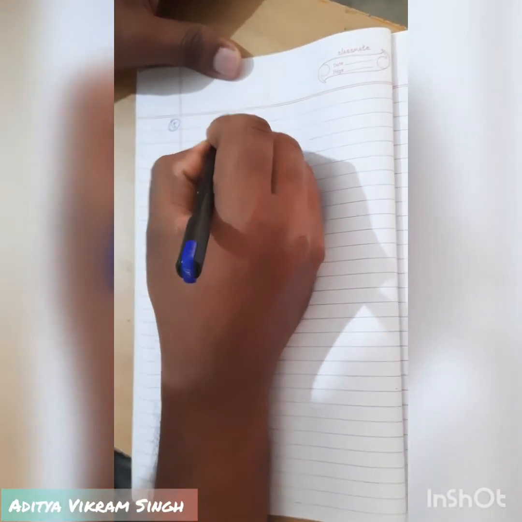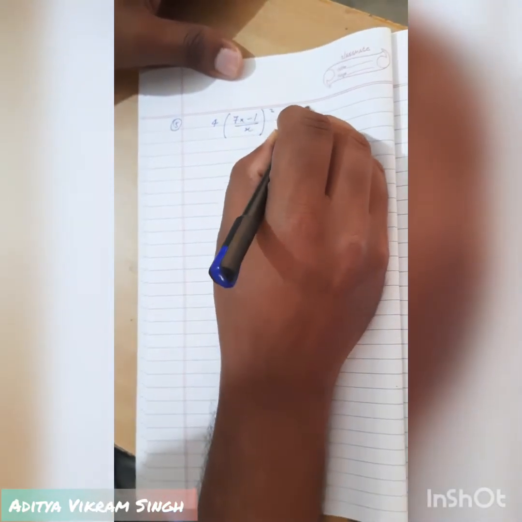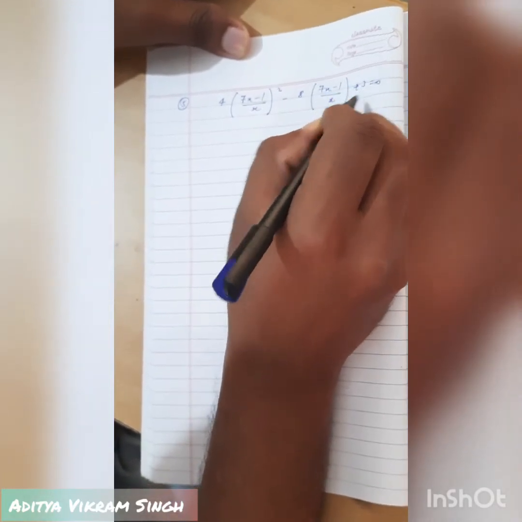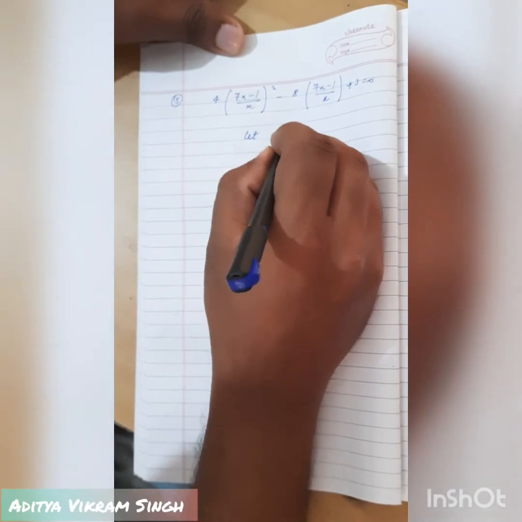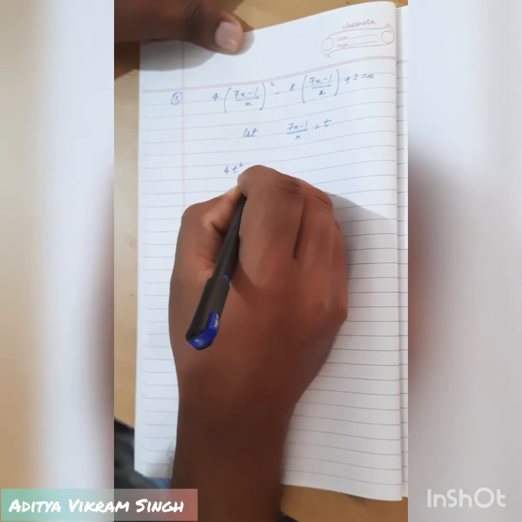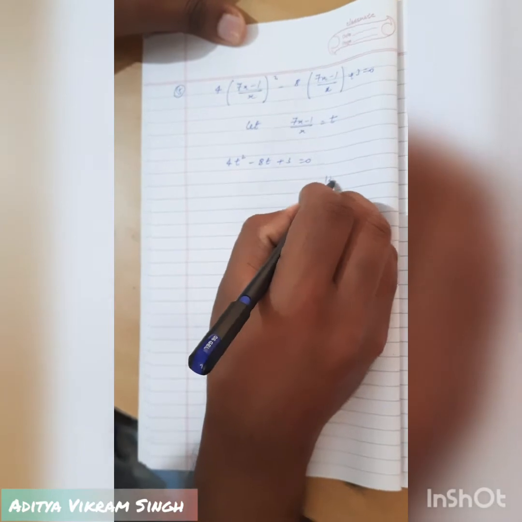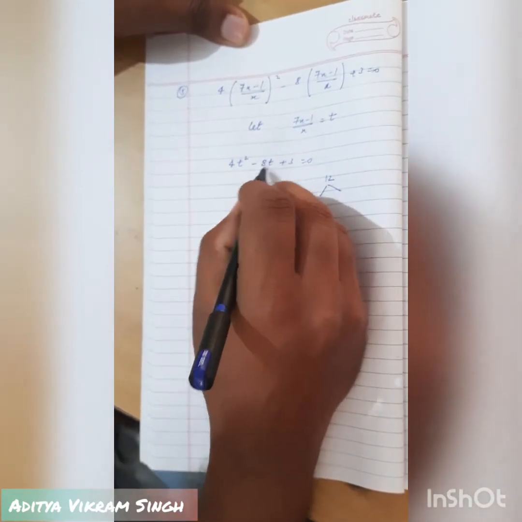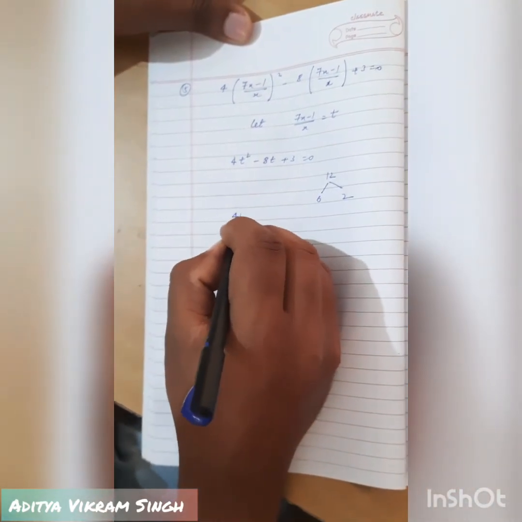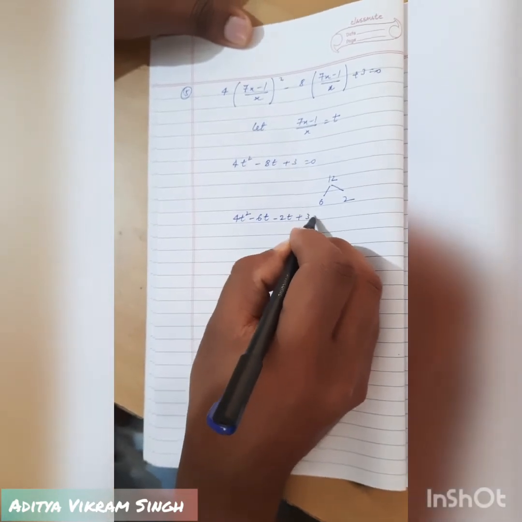Question number 5 is 4 into (7x minus 1 by x) whole square minus 8 (7x minus 1 by x) plus 3 is equal to 0. So let (7x minus 1 by x) be t. So this becomes 4t square minus 8t plus 3 is equal to 0. This will get multiplied with 4, then it becomes 12. So we can split 12 in such a way that we get 8: 6 twos are 12. If we add this, then we get minus 8. Okay, so 4t square minus 6t minus 2t plus 3 is equal to 0.